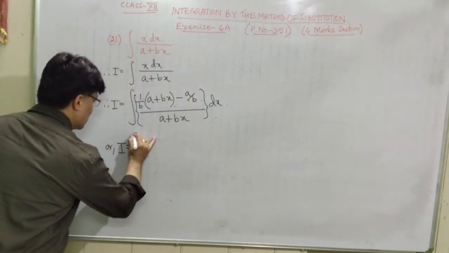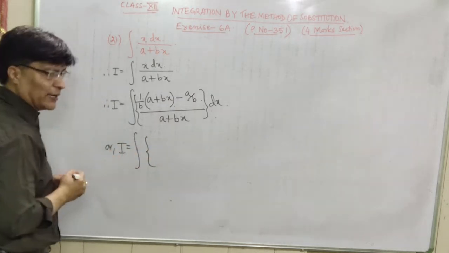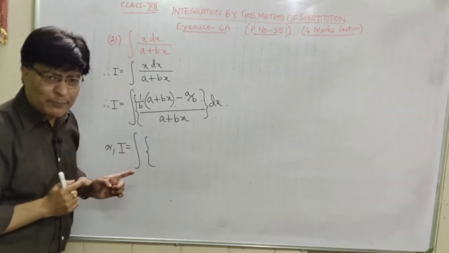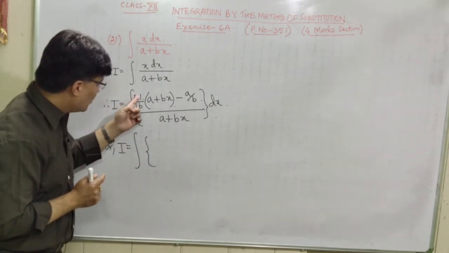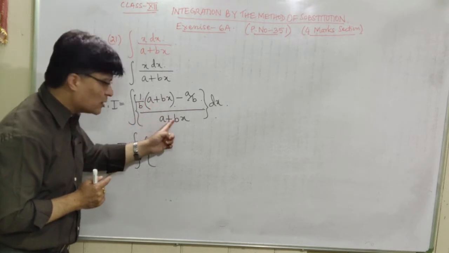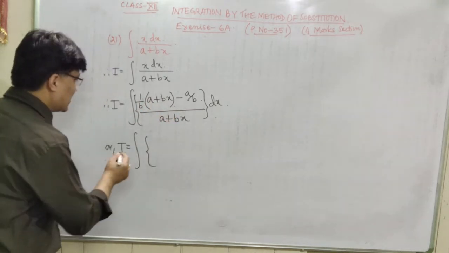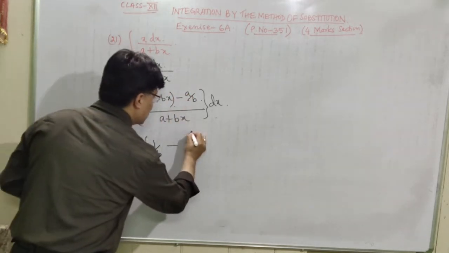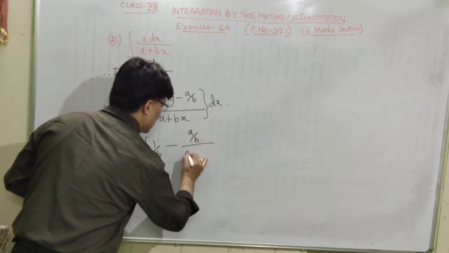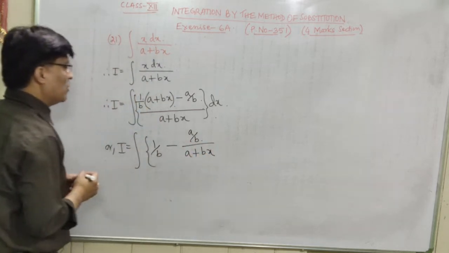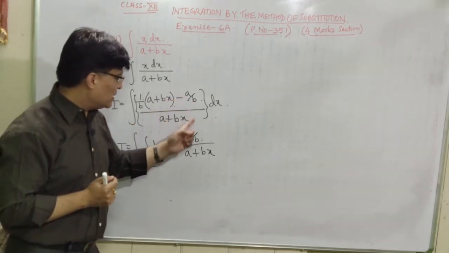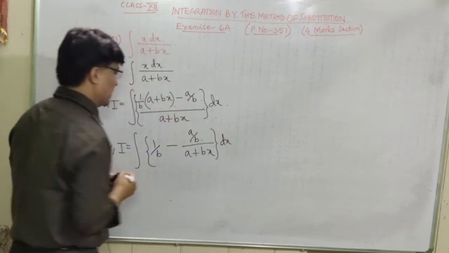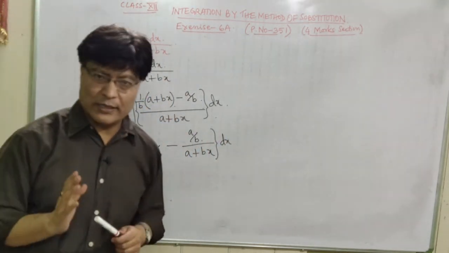Is that clear? So now let us separate this expression. I is equal to the integral sign with a bracket. Now you can separate this fraction. The numerator will be 1 by b into a plus bx divided by a plus bx. This a plus bx will cancel and you will get 1 by b only. Then the minus sign is there, so it is a by b divided by a plus bx. Here the bracket is closed and then you can write dx. I think you have understood it.